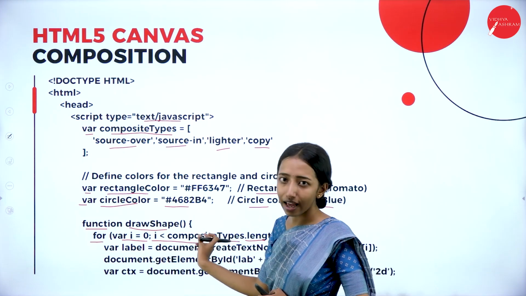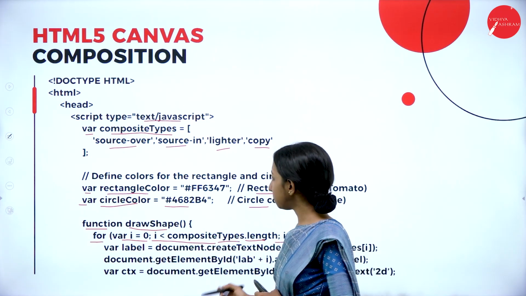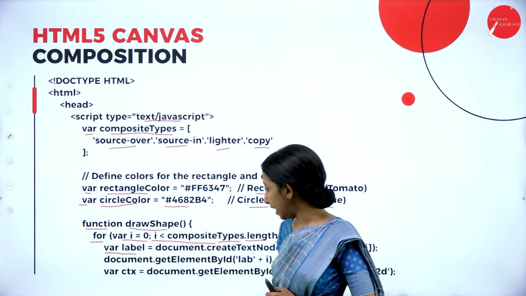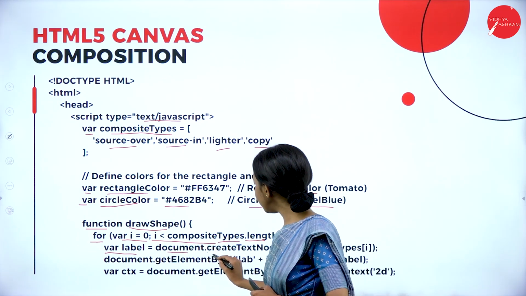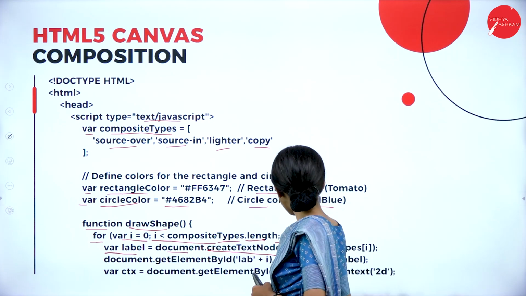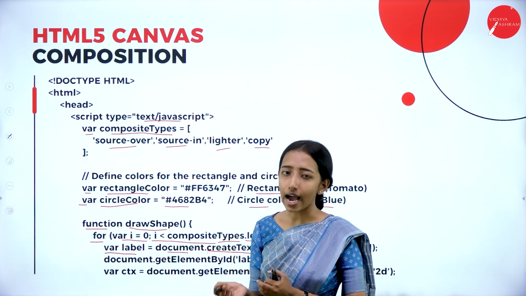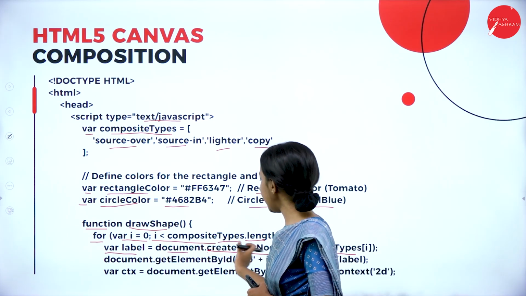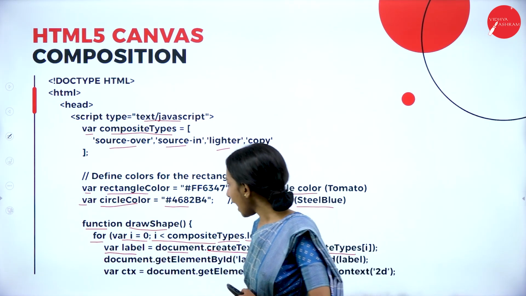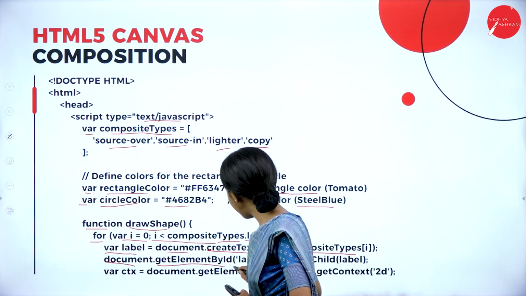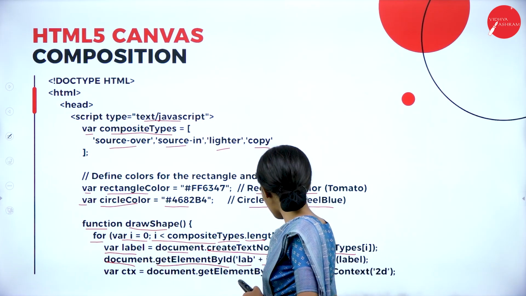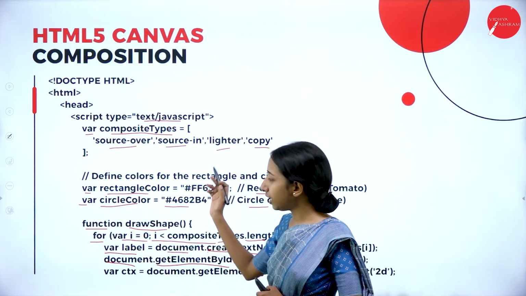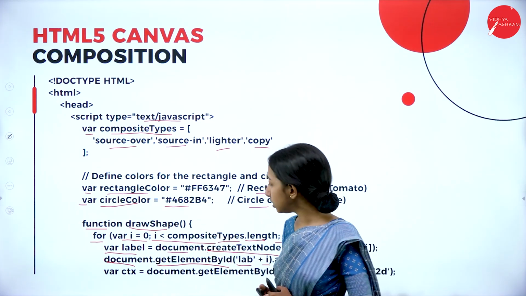I have taken that as a condition, and i++. So here we have taken a variable, that is var label. Here document.createTextNode(compositeTypes[i]), the composite types i with the method createTextNode. And here document.getElementById("lab"+i).appendChild(label), appending the ID with the label. So why are we appending? What we are having in the composition type.